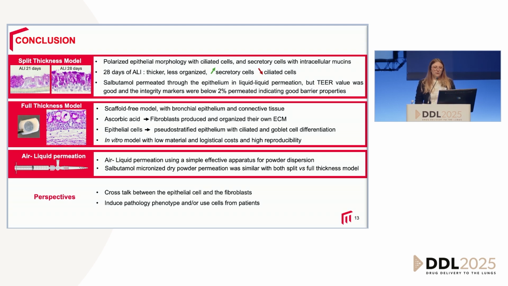And the good thing is that the lung fibroblasts were able to respond to the vitamin C stimulation and produce their own extracellular matrix and organize it. And also our epithelial cells were able, on top of that matrix, to differentiate. So it's a really good in vitro model with really low material and logistical cost and high reproducibility.